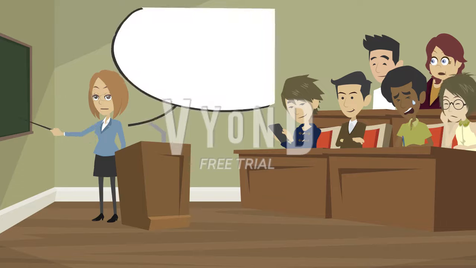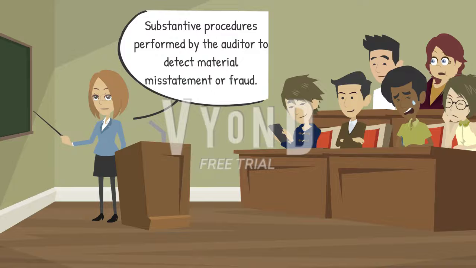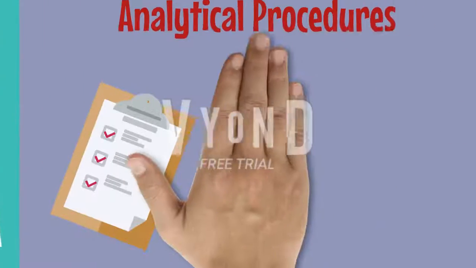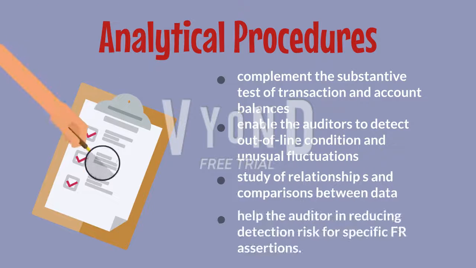Please pay attention. Substantive procedures provide evidence about the existence of misstatement or fraud in account balances. Substantive procedures are also divided into three categories. Number 1 is analytical procedures. They complement the substantive test of transactions and account balances, and enable the auditors to detect out-of-line conditions and unusual fluctuations.